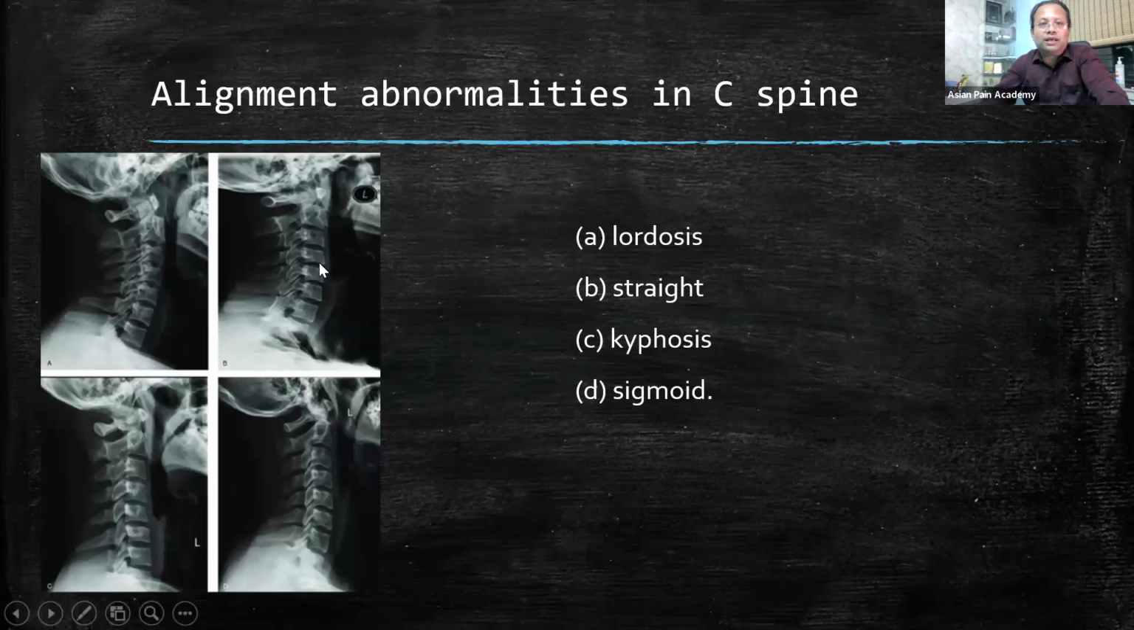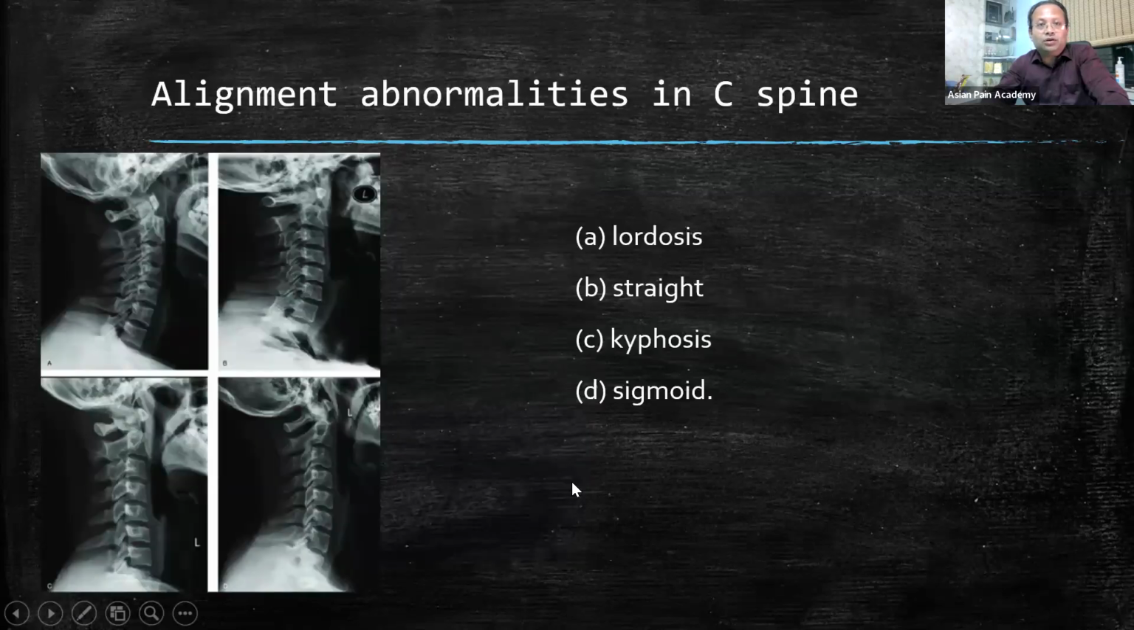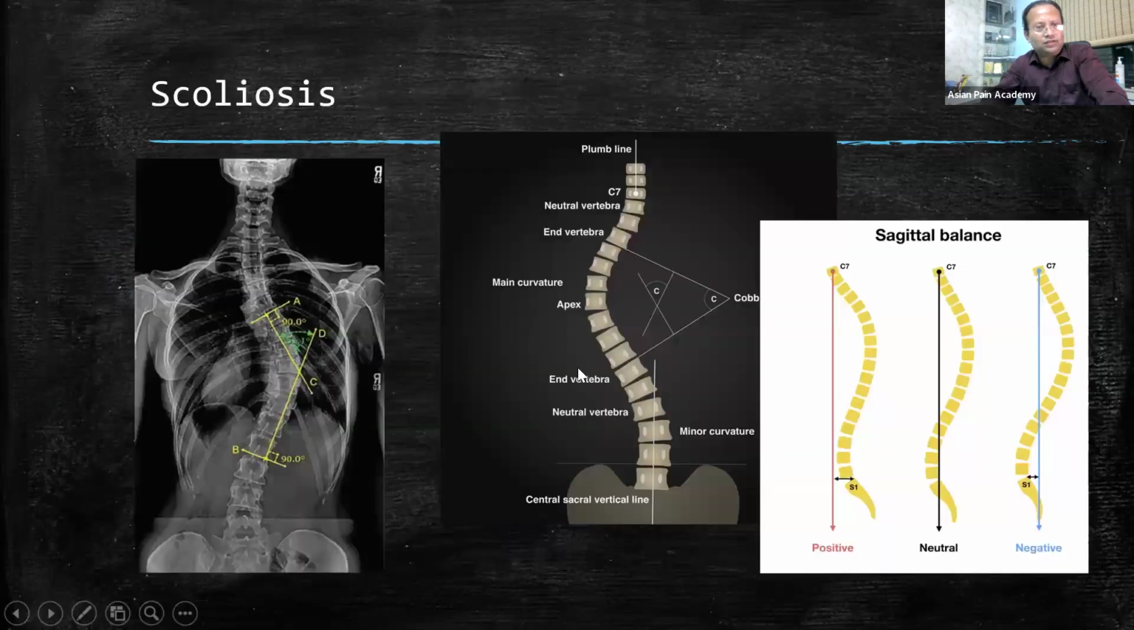This is the same thing in the cervical spine also. You can see whether these alignment disorders are there or not. So lordosis, straight, kyphosis, sigmoid, as the last one I told you, that in one spine the lower part is lordotic and the upper part is kyphotic. So this is called sigmoid. Okay, alignment abnormality applies in all the areas of the spine.